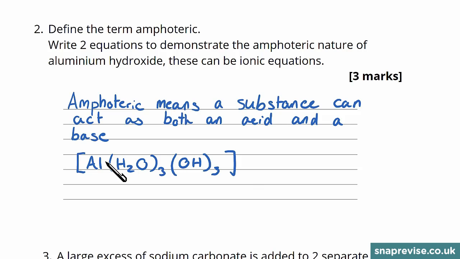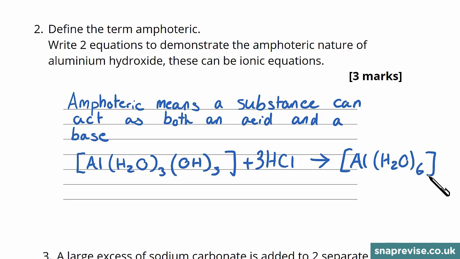So if we want to show this acting as a base, we can show it reacting with hydrochloric acid, and it's going to react with hydrochloric acid in a ratio of 3 to 1, because the hydrochloric acid is going to provide the protons, which are going to turn this aluminium hydroxide back into an aluminium complex ion that has 6 water ligands around it. We also need to remember to include the chloride ions in this equation, so it's balanced.